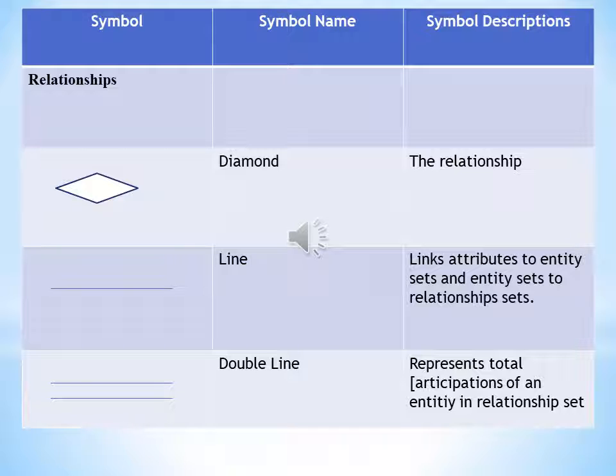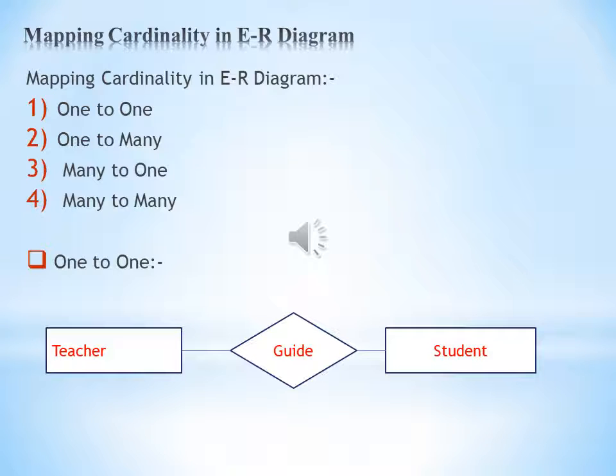Then next is the double line. The double line represents the total participation of an entity in a relationship set. These are the symbols used in an ER diagram. Next is mapping cardinality in an ER diagram.